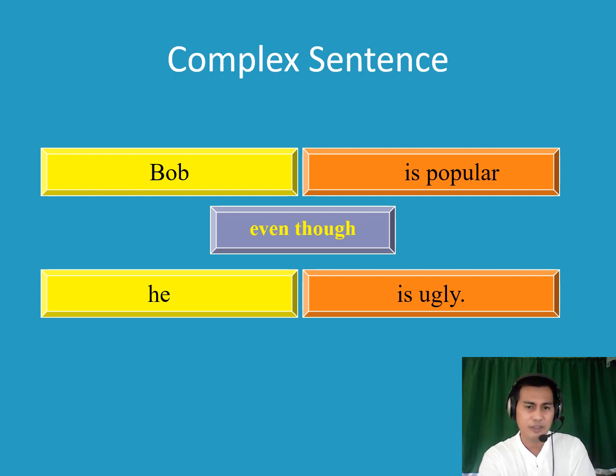Then you have here, even though he is ugly. Even though he is ugly, what does it say? Is the meaning complete? No. Okay? Unless it's connected to Bob is popular, even though he is ugly.